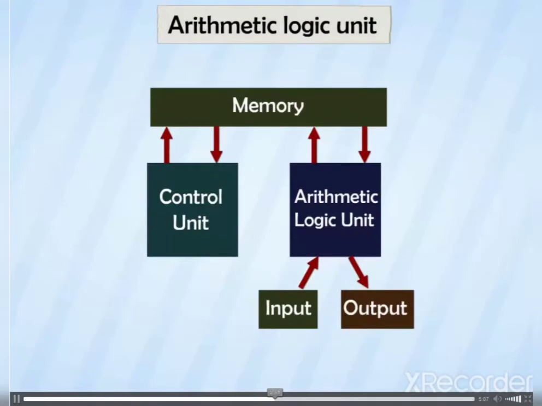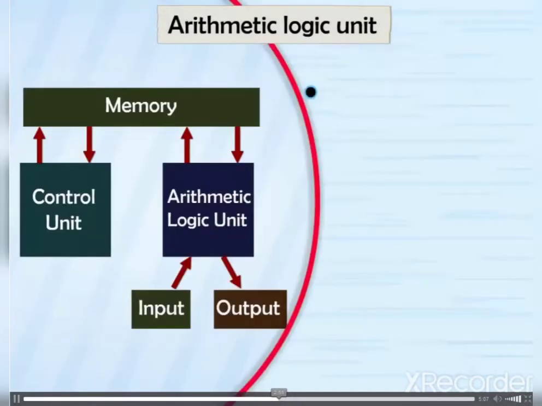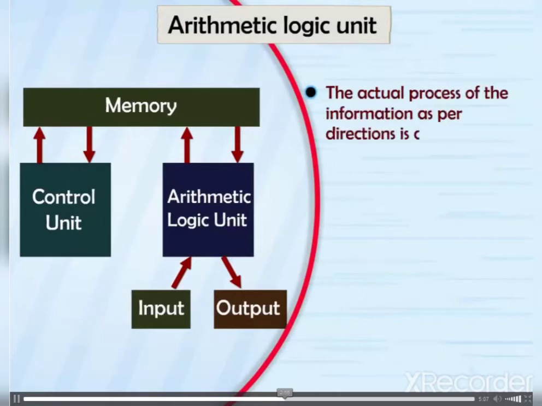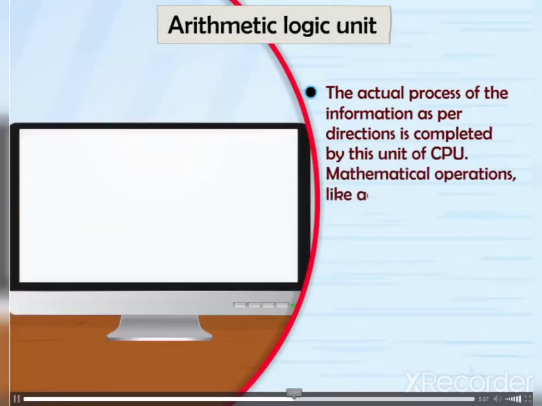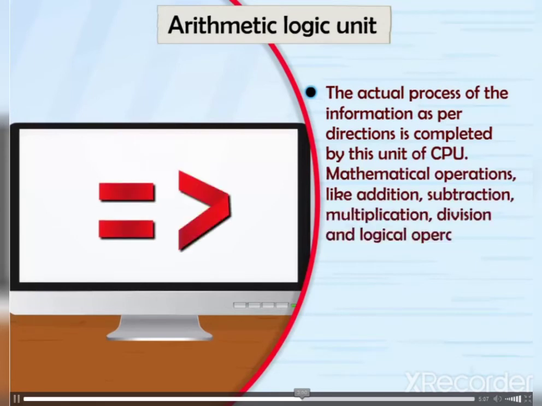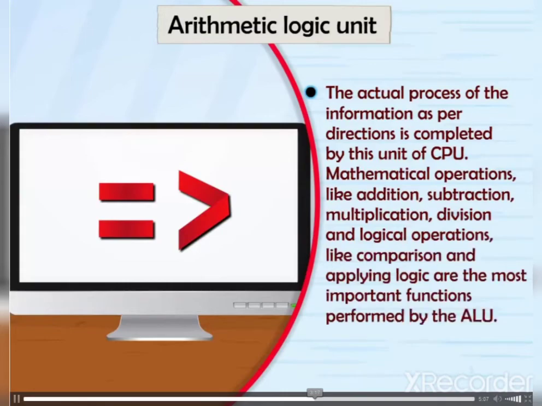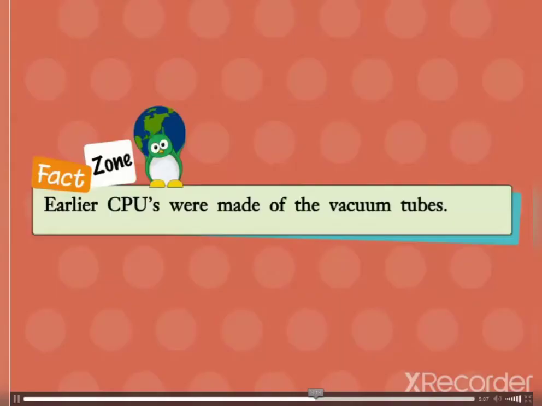Arithmetic logic unit. The actual process of the information as per directions is completed by this unit of CPU. Mathematical operations like addition, subtraction, multiplication, division, and logical operations like comparison and applying logic are the most important functions performed by the ALU. Earlier, CPUs were made of the vacuum tubes.